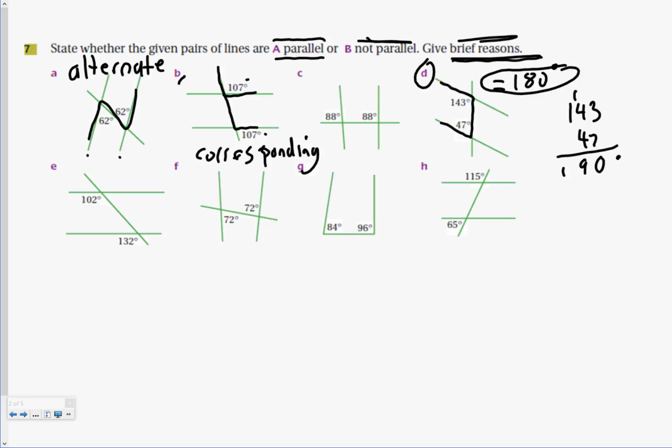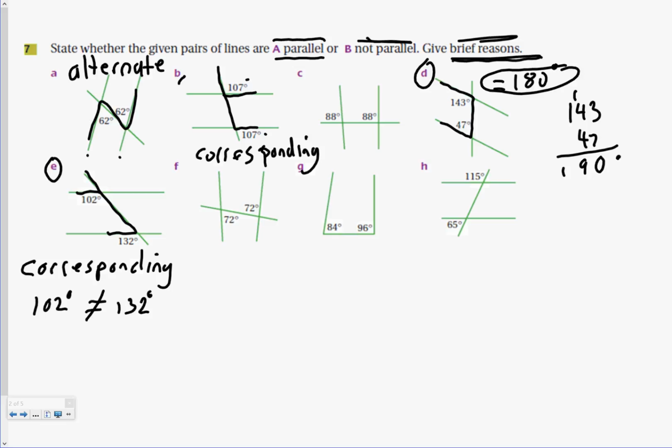If we look at E as another example, you can see that we've got our F shape going on, so we are looking at corresponding angles. Corresponding angles are equal. 102 degrees and 132 degrees are not equal. These two lines are not parallel.